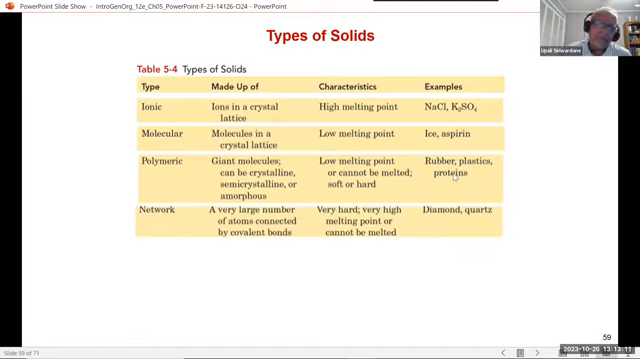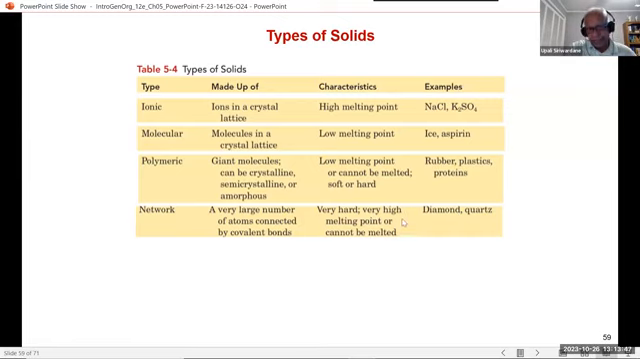Network is formed by connection between atoms in three-dimensional space, like in diamond and quartz. Diamond has carbon atoms connected in the three-dimensional space by carbon-carbon bonds. Therefore, they are very hard. Diamond is the hardest solid material that we can find.